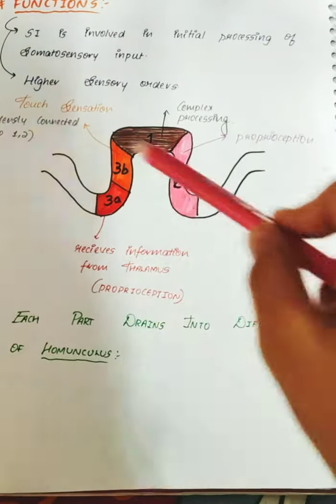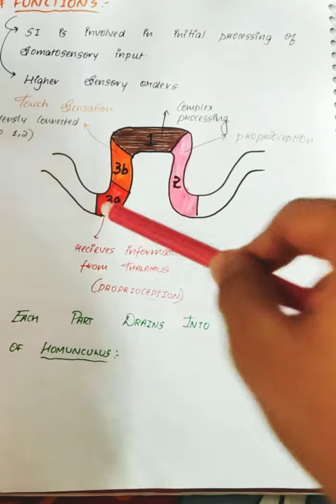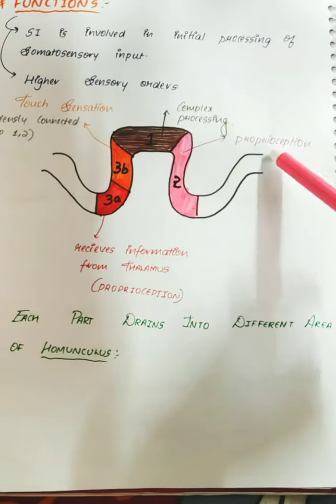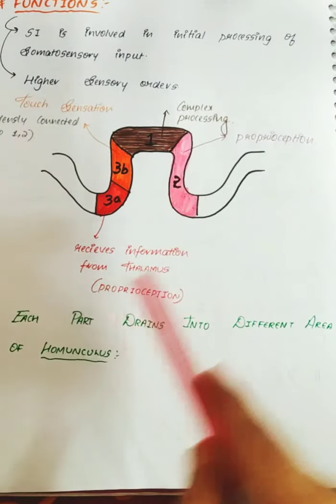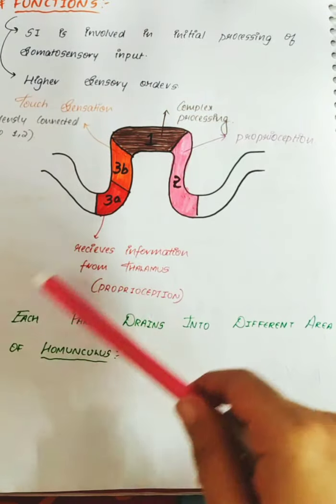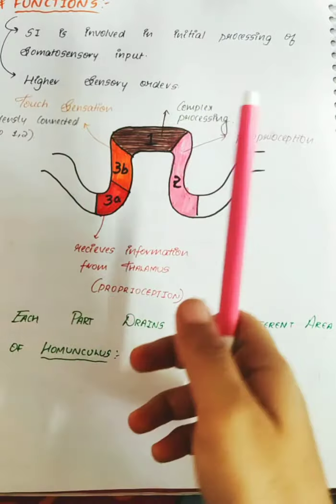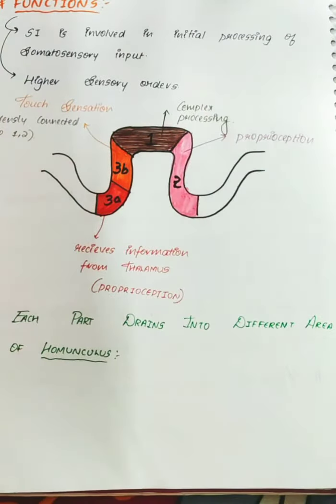Areas number 3, 1, 2. In 3 there is 3A and 3B. 3A is for proprioception. 2 is also for proprioception. 1 is for complex processing. 3B is for touch sensation. All these parts drain into different areas of the homunculus. Each will drain into different areas of the homunculus.